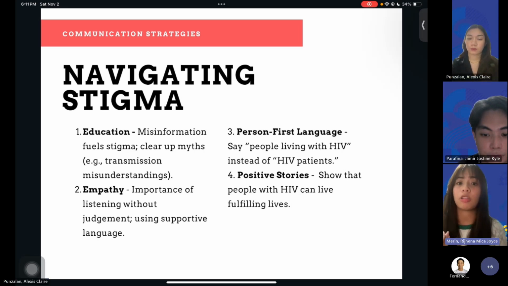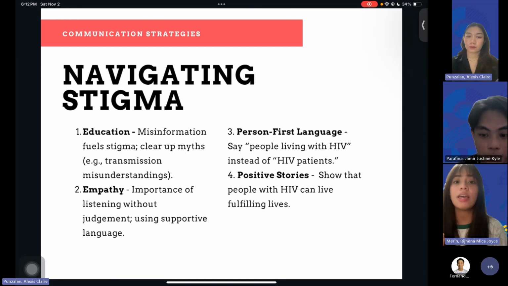When people hear about others who are thriving and living fulfilling lives with HIV, it helps challenge the perception of HIV as a life sentence. It shows that with the right support and treatment, people can lead healthy, normal lives.